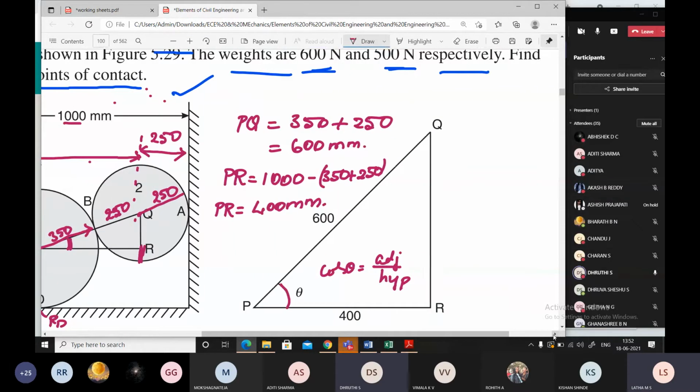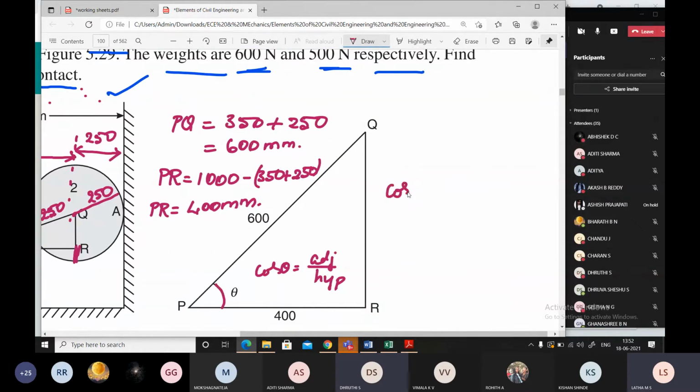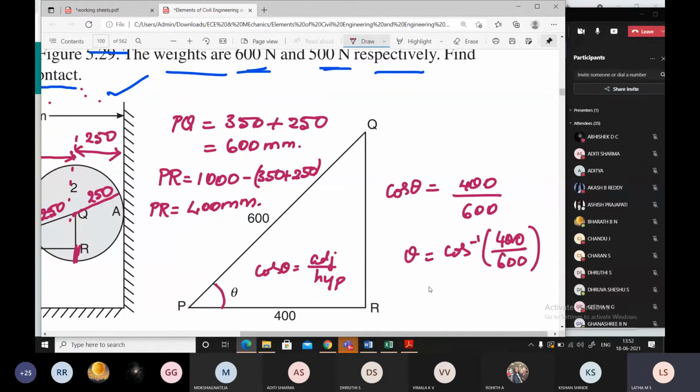Everybody is writing this. Adjacent is nothing but 400, divided by 600. Cos theta is equal to cos inverse of 400 by 600. I am writing for you only, students. Theta is equal to, what is the value you are getting? 48.7 degree. Did you follow? How did I calculate this value?